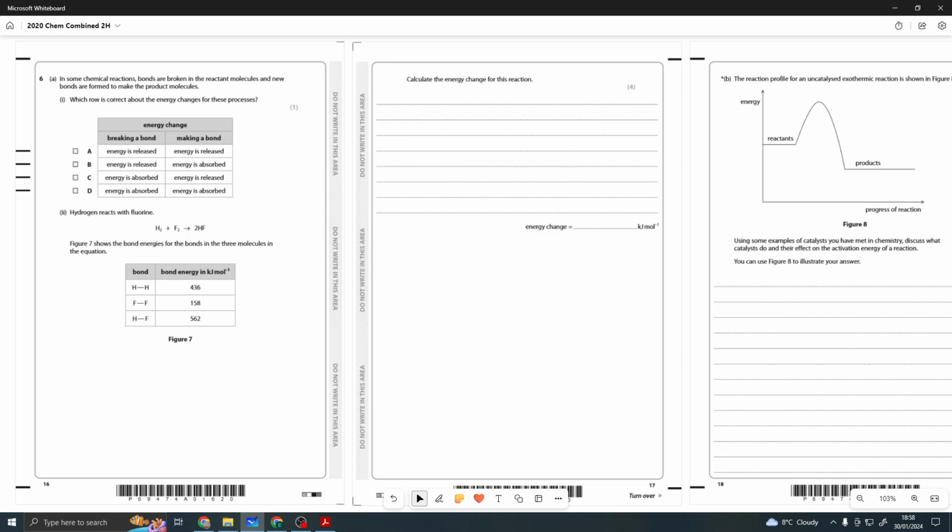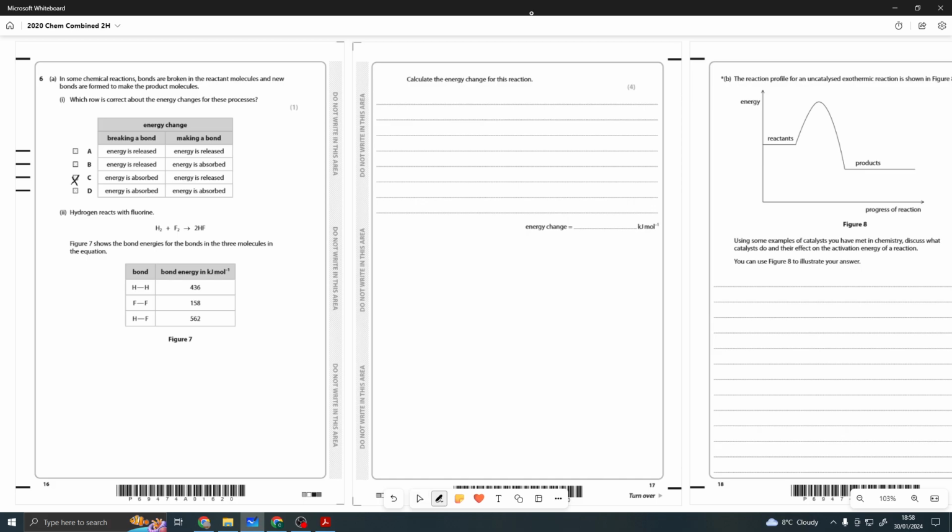Now, it says in some chemical reactions, bonds are broken in the reactant molecules, and new bonds are formed to make the product molecules. Now, which one there is correct? Obviously, when you break a bond, you've got to put energy in. So energy is absorbed. Now, when a bond is formed, therefore, energy will be released. So there's only one correct answer there. It's got to be C. Okay. Now, it says, oh, we love these. It says hydrogen reacts with fluorine.